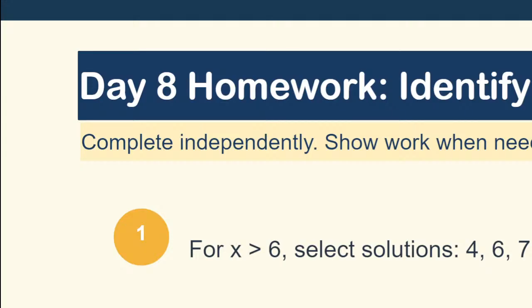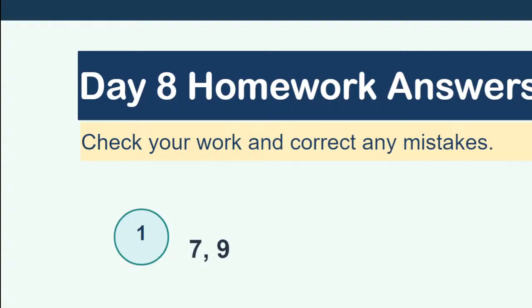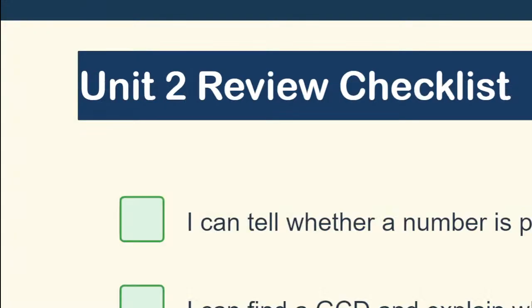Answer keys on the next slide. Number 1 is 7, 9. Number 2 is -2, 0. Number 3 is -4, -1, 2. Number 4 is 8, 11. Number 5 is yes. Number 6 is no. If you missed one, explain the correction.